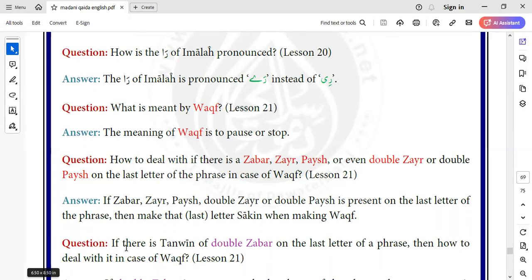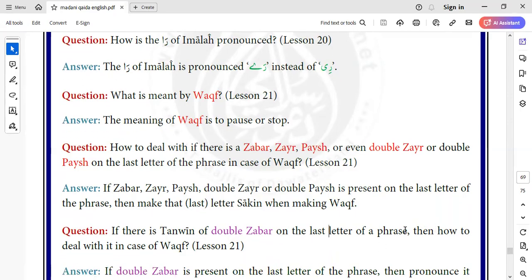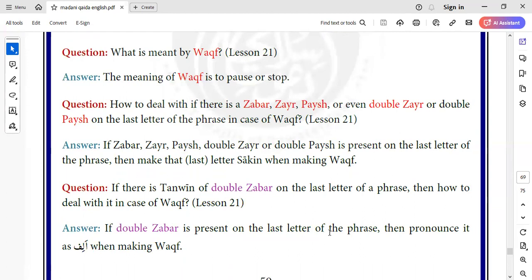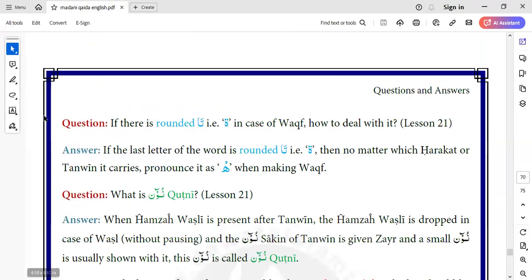Question. If there is tanween of double zabar on the last letter of a phrase, then how to deal with it in case of waqf? Answer. If double zabar is present on the last letter of the phrase, then pronounce it as alif when making waqf. Question. If there is rounded ta, that is this ta, in case of waqf, how to deal with it? Answer. If the last letter of the word is rounded ta, then no matter which harakat or tanween it carries, pronounce it as ha when making waqf.